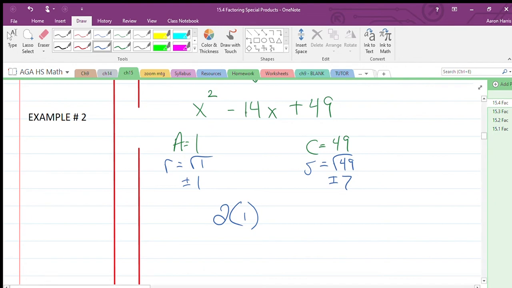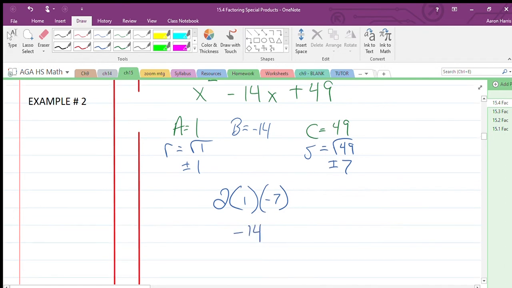But since B is equal to a negative 14, am I going to choose a positive 7? No, because that'll give me a positive number. A positive times a positive is just a positive number. But what if I choose negative 7? 2 times 1 is 2. 2 times negative 7 is what? Negative 14. And now it works.